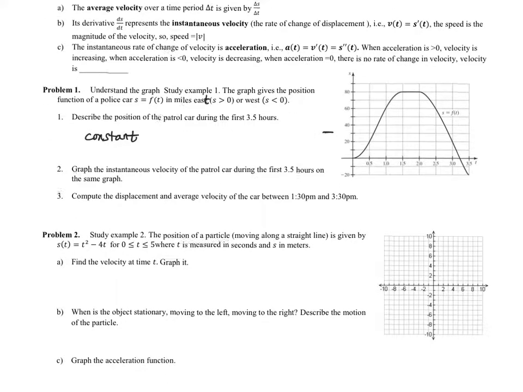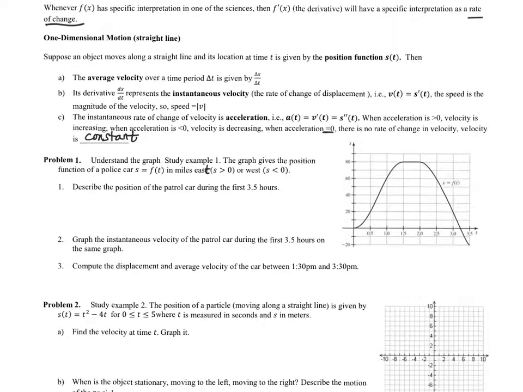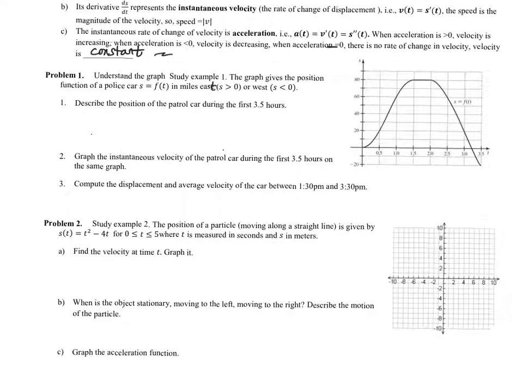Okay, the first problem we are going to look at is, let's take a look at this. You are given the position function of a police car. This curve represents the position of a police car. When the position is greater than 0, that means the police car is to the east of the starting point. When s is less than 0, that means to the west, because it is a straight line.